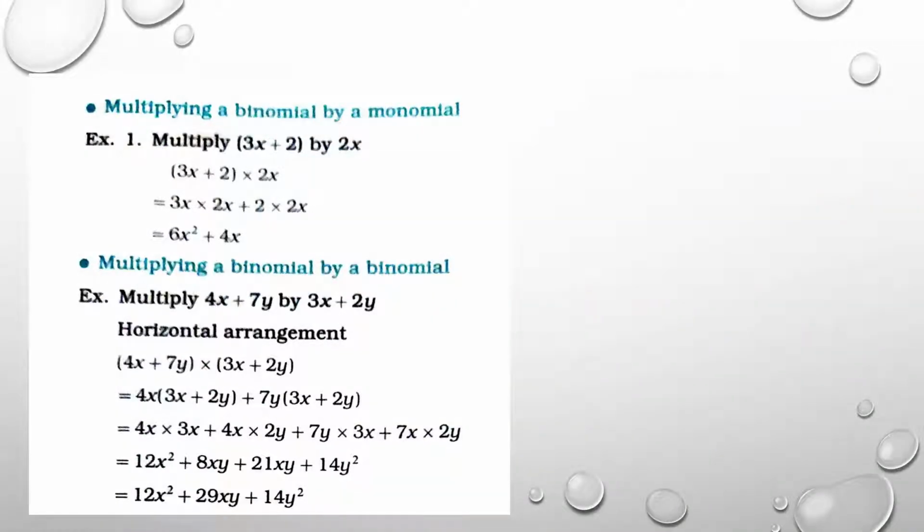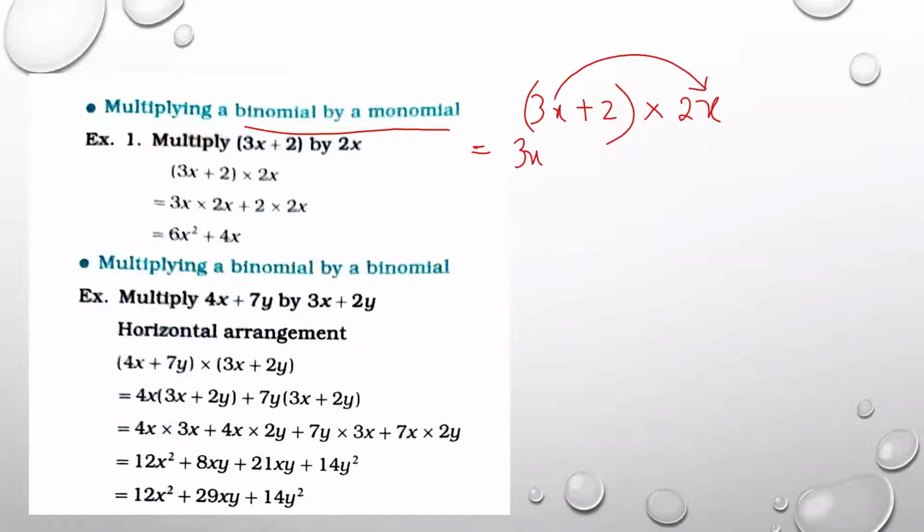Multiply a binomial by a monomial. First example: 3x plus 2. This is a binomial expression. You have to multiply it with 2x, a monomial expression. First step, 3x you have to multiply with 2x, plus again 2 you have to multiply with 2x. Now 3 twos are 6x. Now see here, when you are multiplying like terms, you have to add their powers.